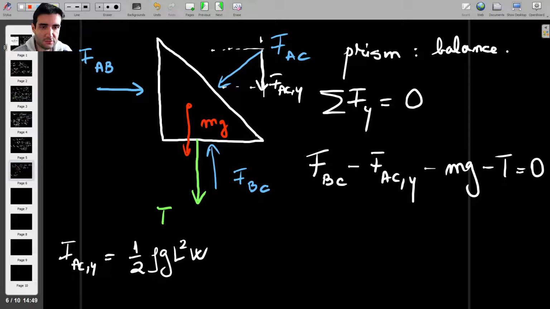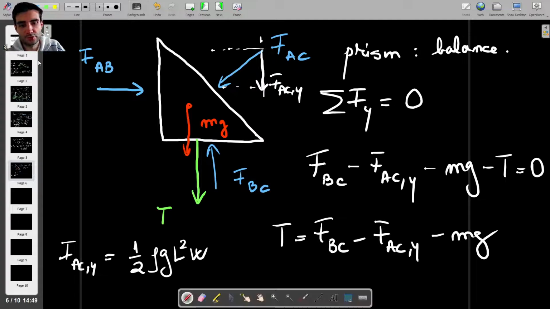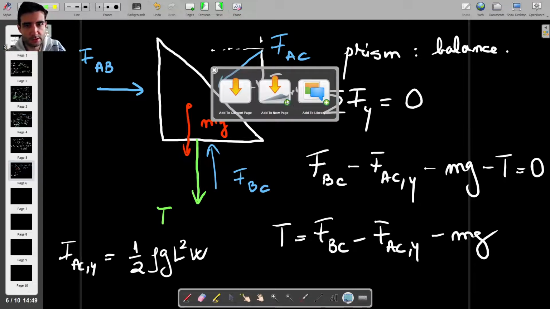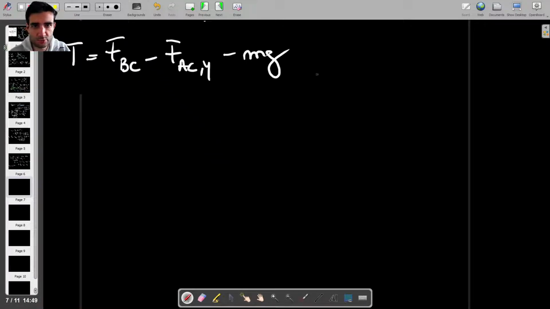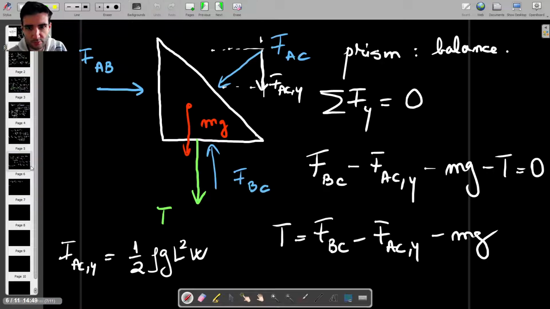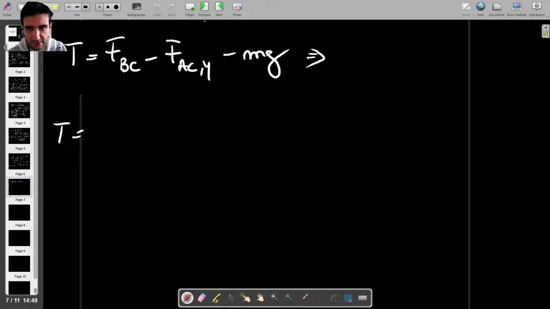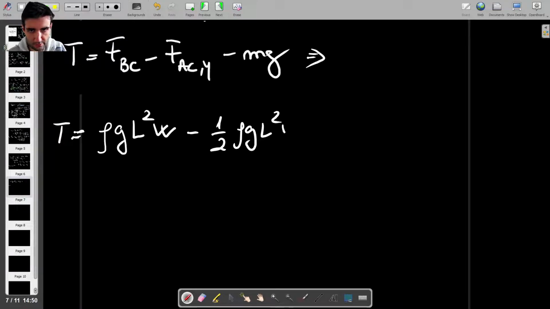So what the question is asking us for is tension. So we can rearrange for tension quite easily. That's going to be tension is FBC minus FACY minus mg. So what I'll do at this point is replace each term with what each term stands for. So tension equals the force acting on BC, which is the bottom surface, that's going to be equal to rho G and then L squared W minus. Then we have 1/2 rho G L squared W.